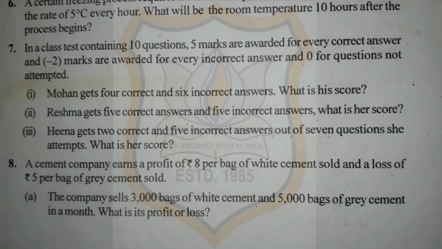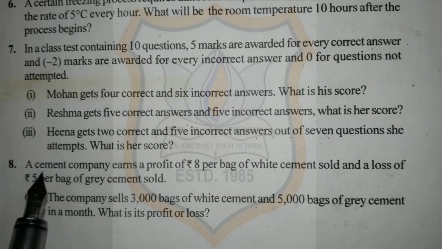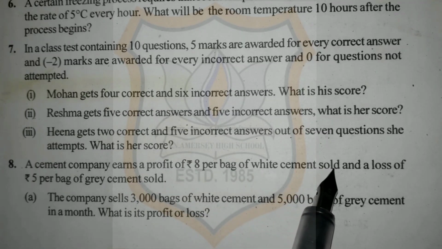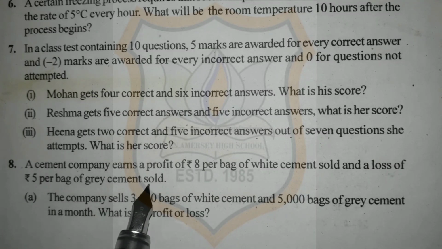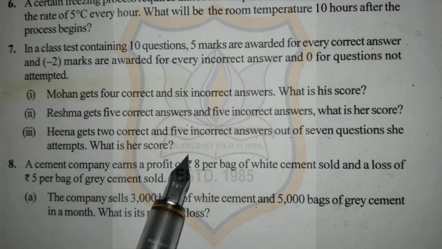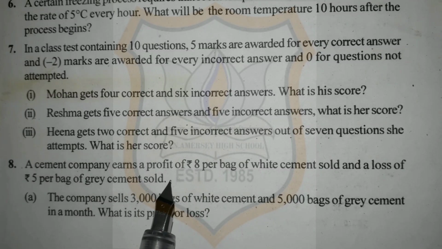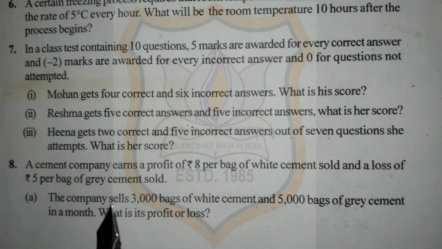Now, we will solve question number 8 of exercise 1.3. Question number 8 is, a cement company earns a profit of rupees 8 per bag of white cement sold and a loss of 5 per bag for grey cement sold. It means if the company sells white cement bags, then it will gain a profit of rupees 8 per bag, which means it will gain rupees 8 for one bag. And if the company sells grey cement bags, then it will suffer a loss of rupees 5 per bag, which means it will suffer a loss of rupees 5 for one bag.